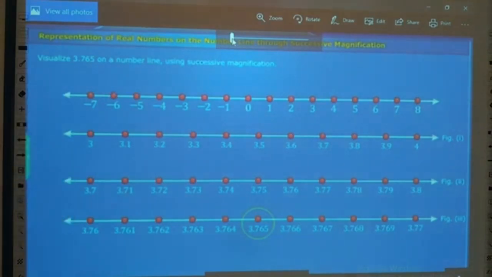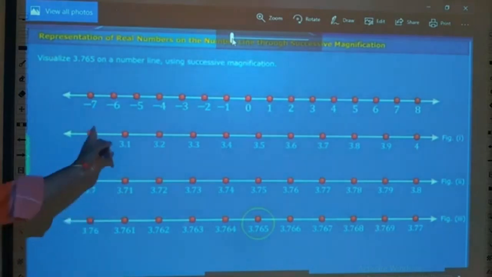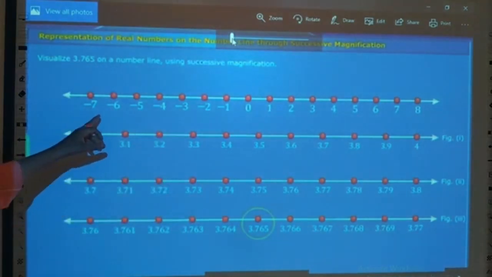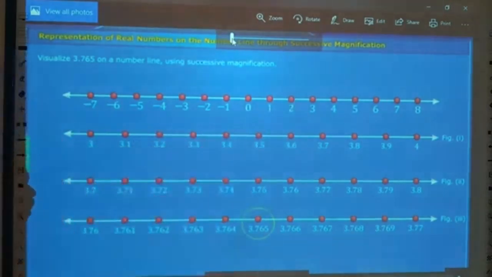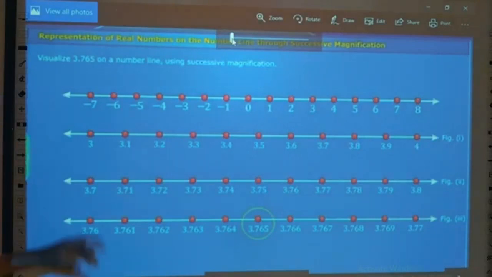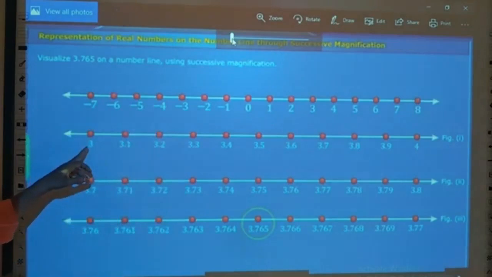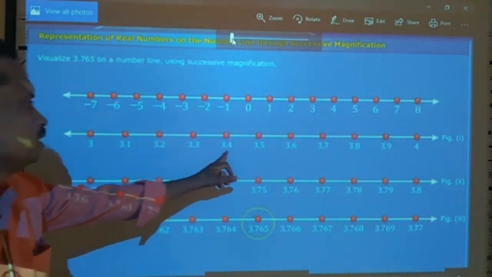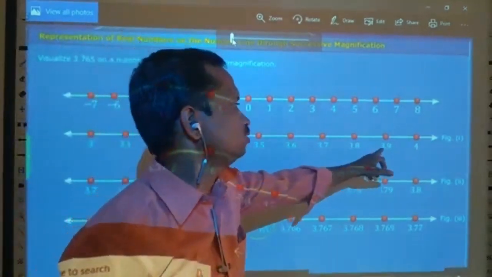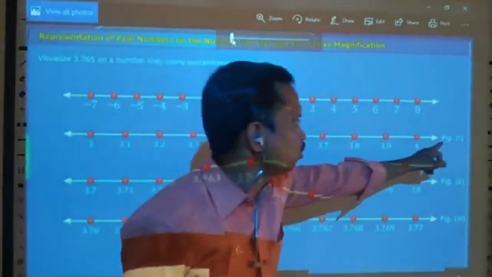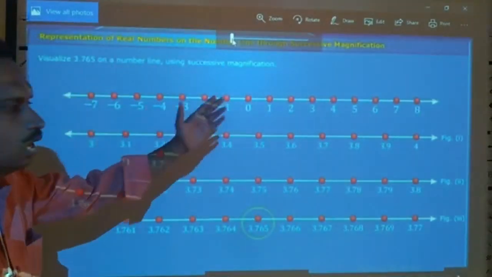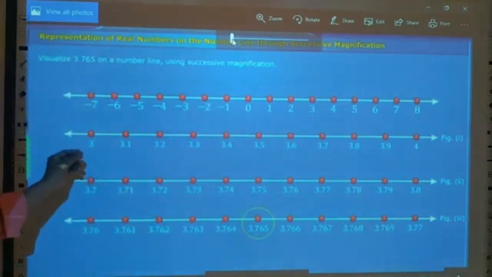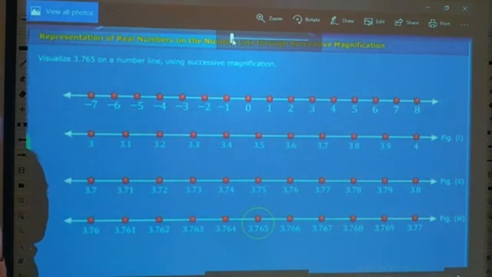Visualize 3.765 on a number line using successive magnification. So first of all, you have to draw a number line from negative integers and then 0 and then positive integers. And now this value 3.765, you know, it lies between 3 and 4. That you know very well. Now, you magnify 3 and 4, and from 3 to 4, you take 3.1, 3.2, 3.3, 3.4, 3.5, 3.6, 3.7, 3.8, 3.9. You see the figure 1. So here, figure 1, figure 2, figure 3. First is number line, and then in figure 1, we have magnified 3 and 4. The 3 to 4, the number line is magnified.